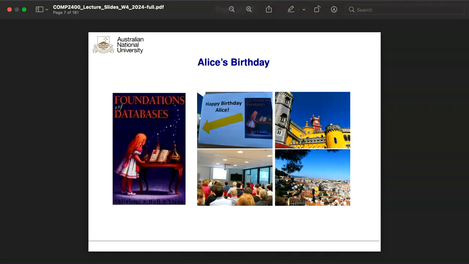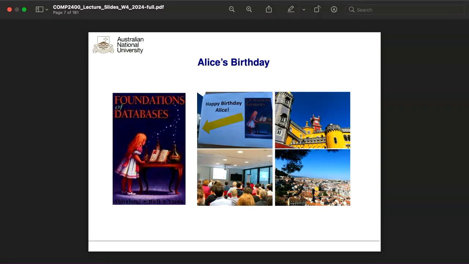Okay, let's get started. You may wonder why I put a picture there. That little girl is a character in the book called The Foundations of Databases. That's a very classic old book. It's all about the fundamental theory of a database. It was influential in terms of building the theoretical background.